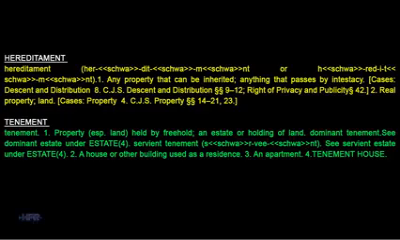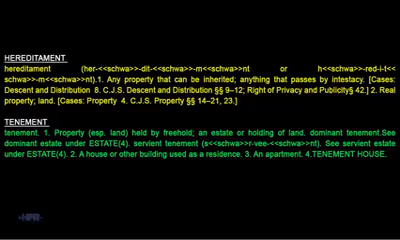So we have descent and distribution, and that's Volume 8 Corpus Juris Secundum, Descent and Distribution, subsections 9 through 12, and right of privacy and publicity, subsection 42. And then we have Descents 2, Real Property, Land, Cases, Property, Volume 4, Corpus Juris Secundum, Property, subsections 14 through 21, page 23. So they have the hereditament and then tenement, a tenement, which is also property, especially land held by freehold, an estate or holding of land.